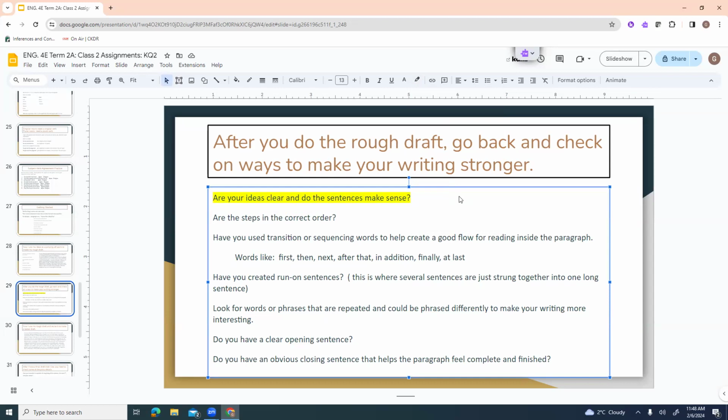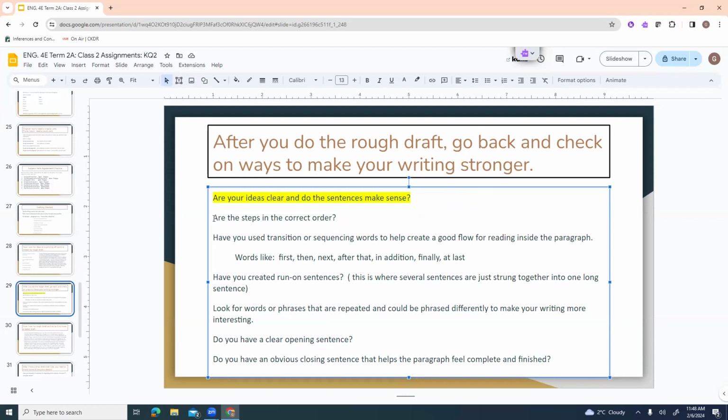Reading it out loud, even just to yourself, sometimes can make it obvious. Oh, I used the wrong word there. Or, oh, that doesn't quite make sense. I kind of jumbled those two sentences together. Are your steps in the correct order? So if you told me the steps for how to change your oil and I've never done it before, if I follow your steps in the right order, am I going to actually achieve it? Or if you left out a step, have you mixed up steps? That kind of goes along with, are your ideas clear?